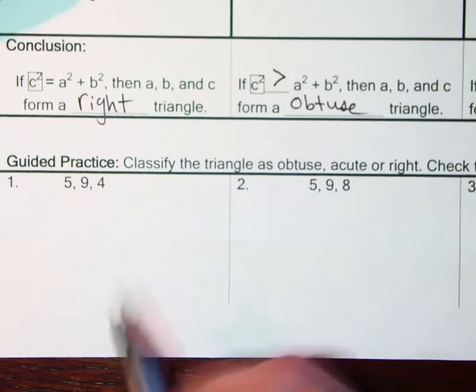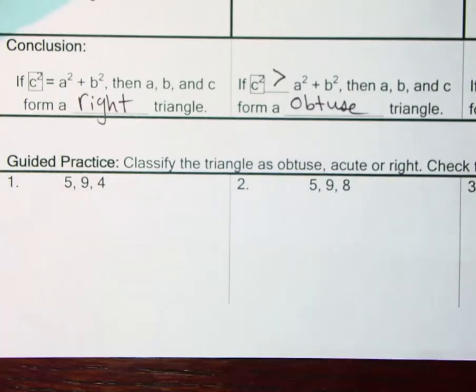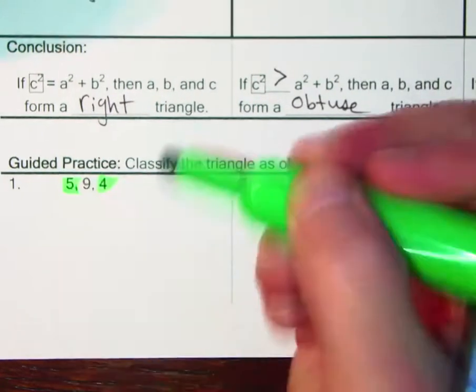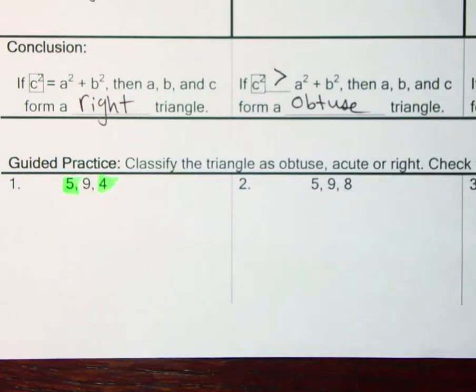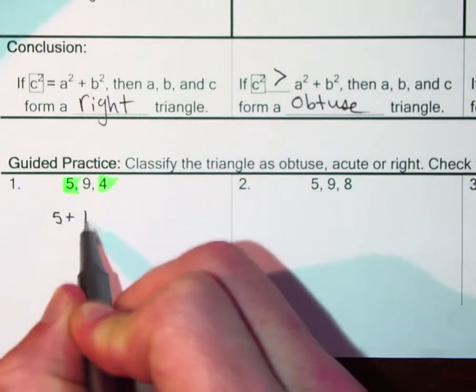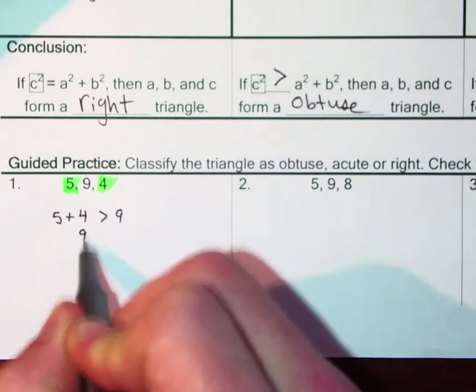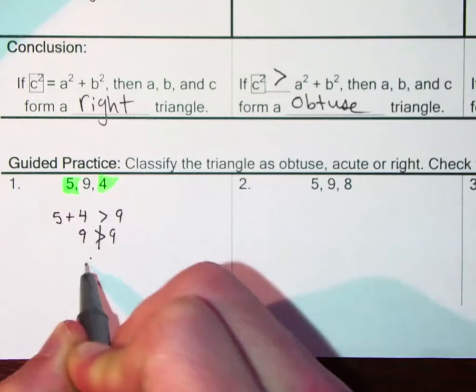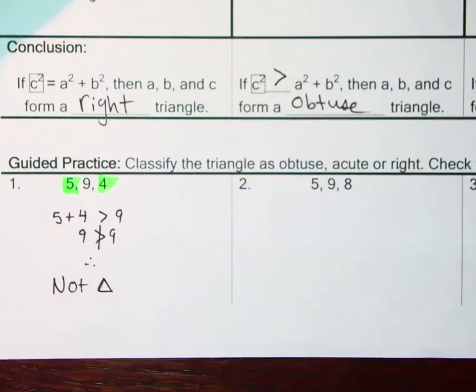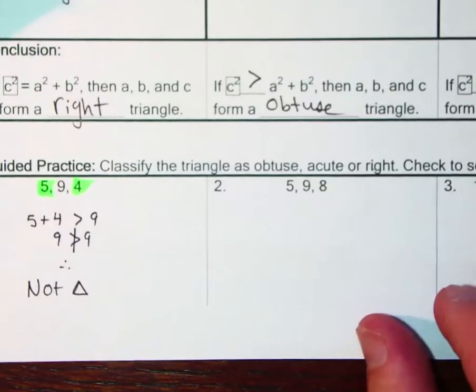Okay, here I go. Turns out, here are my two smallest sides. And if I go ahead and do 5 plus 4, is that greater than 9? 9's not greater than 9. Therefore, this is not a triangle. So you don't classify it. You don't do anything else because it's not even a triangle. We'll move on to the next one.